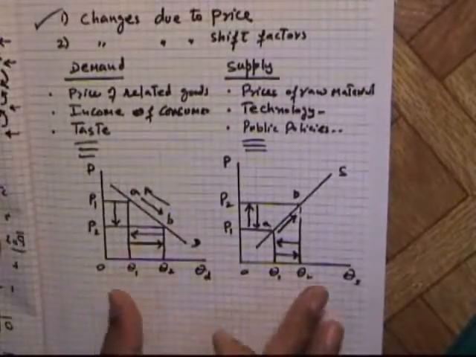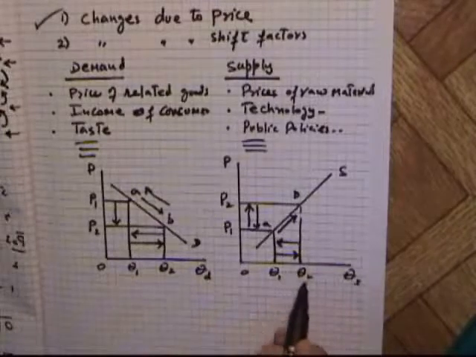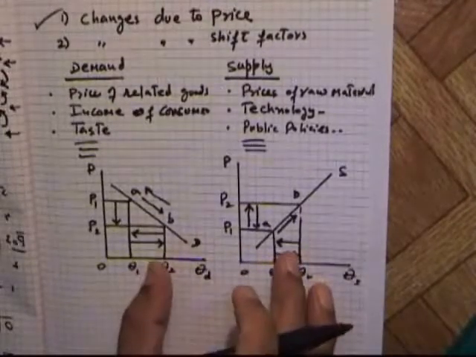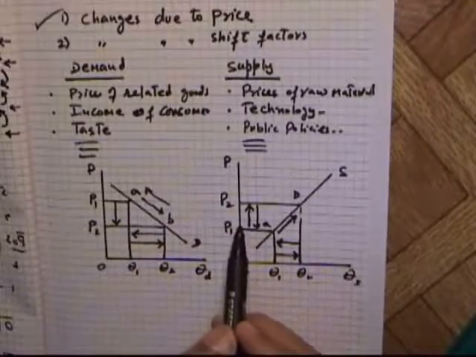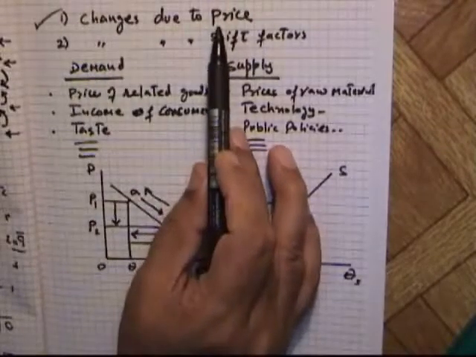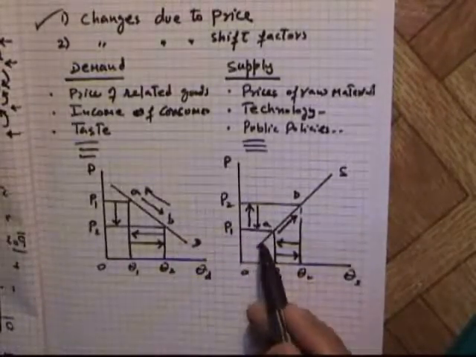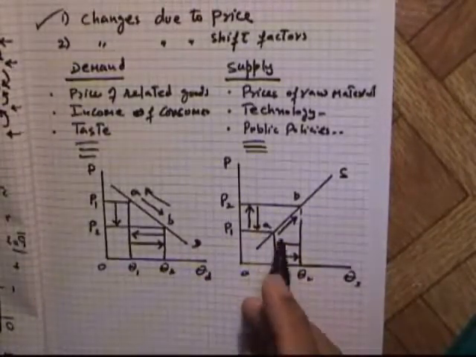So these changes in quantity supplied and quantity demanded are due to change in price level, and we call it changes due to price level, or extension or contraction in demand or supply, or increase and decrease in demand and supply.